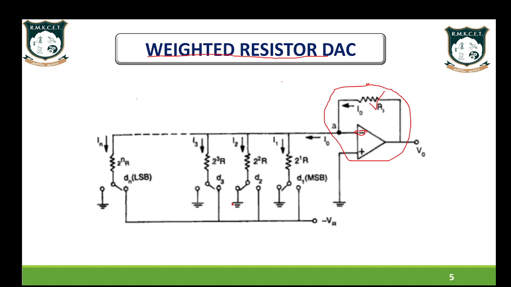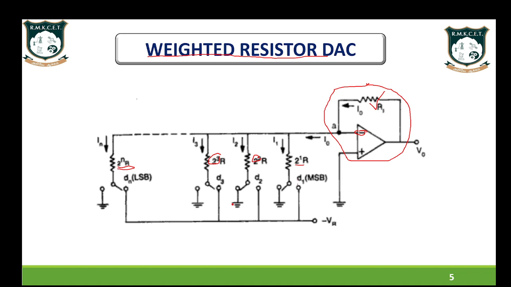Here, weighted resistor means each resistance is given some weight. The first resistance we draw and denote as capital R. Weighted means 2 power 1 for the first resistance, 2 power 2 as the weight for the second resistance, 2 power 3 for the third resistance, 2 power 4 for the fourth, and so on. The current that flows across each resistance we call I1, I2, I3 till IN respectively.